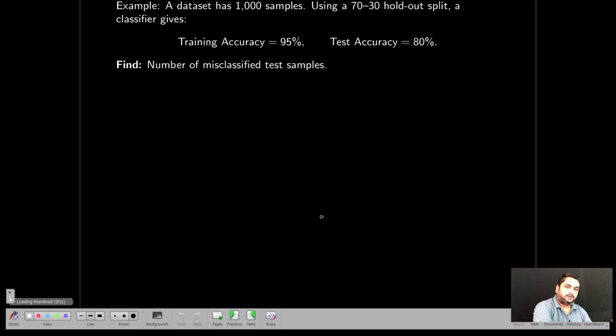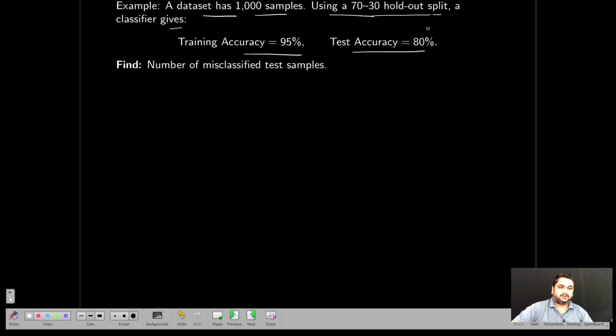That is one thing. So let us take an example. They're saying a data set has 1000 samples using a 70-30 hold out split. The classifier gives training accuracy 95%, test accuracy 80%. Okay, so this split is what? Training data is 70%, and test data is 30%.